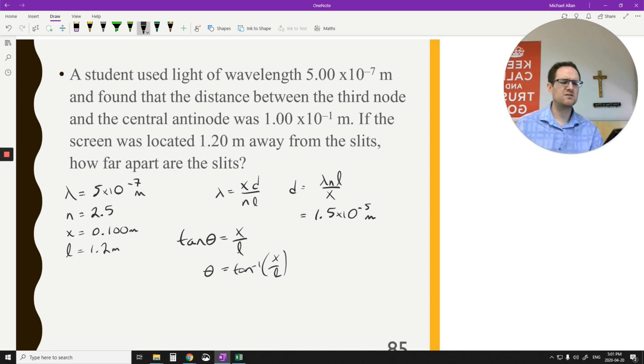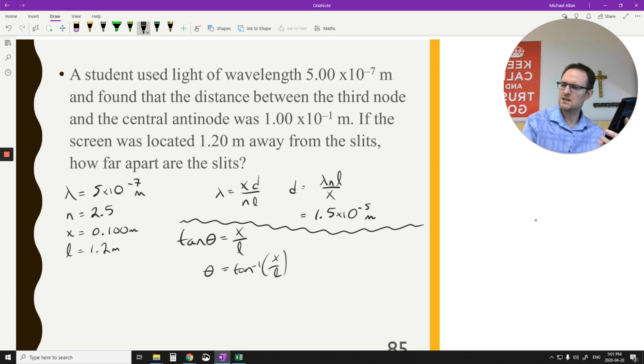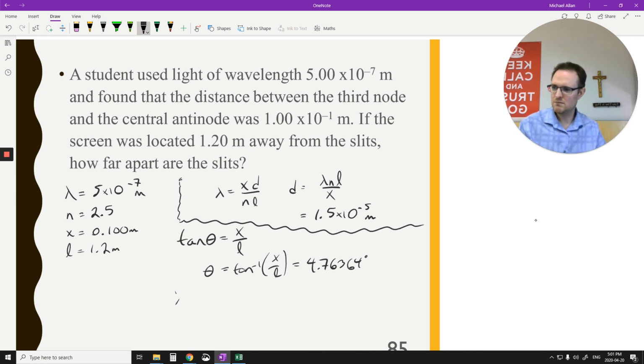Ooh, the angle's 4 degrees. That's not much less than 1. So I don't know how good that assumption is going to be. Let's double check here. We're going to compare it against that number up there. Because I just found the angle, I can use the other formula. Lambda is equal to d sine theta over n. I can rearrange this for d instead. So n lambda over sine theta.